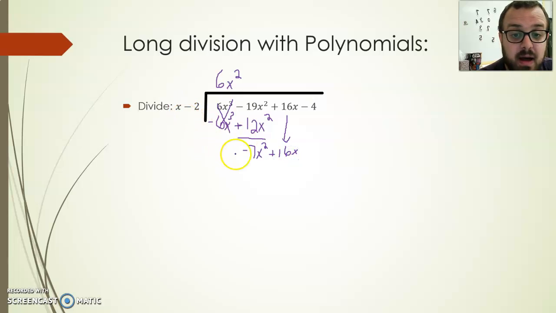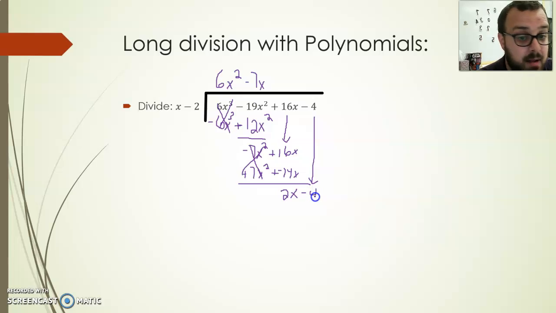What do I multiply x by to get negative 7x squared? It's going to be minus 7x. So I multiply those. I'm going to get negative 7x squared. I'm going to get plus 14x. And then again, I'm going to subtract these. In order to do that, I'm going to change all my signs. So this will become a plus. This will become a minus. Over here, you're going to cancel. 16 minus 14 is going to be 2x. And then I go ahead and I bring down the minus 4. And I'm going to do it all over again.